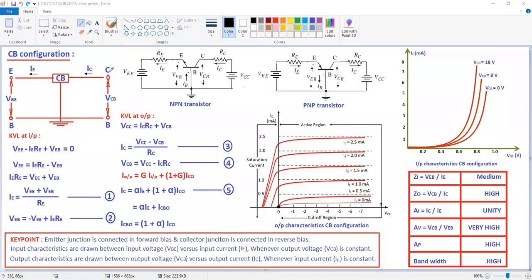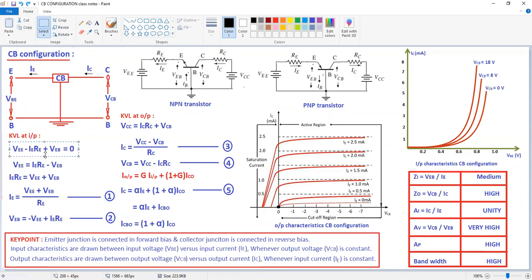Now VEE is a voltage drop, and across the resistor there is a voltage drop, but here the current IE is in the opposite direction. Why? Because we are taking the clockwise direction, and here IE is moving in the anti-clockwise direction. Both are in opposite directions, so that's why we are going to take this as minus IE. Now it is minus VEE minus IE into RE plus VEB is equal to 0. This is the equation from the input side.